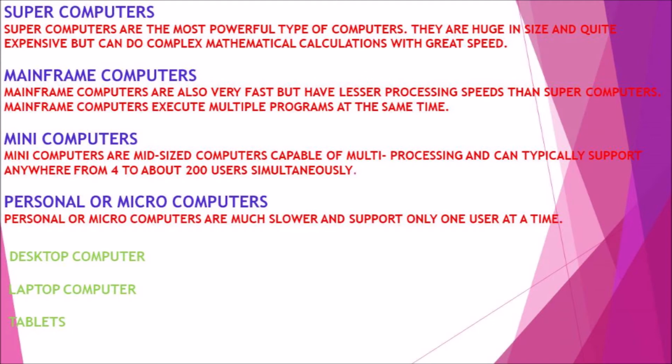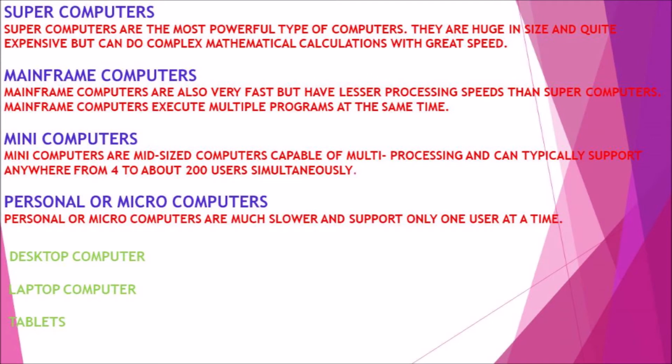Next one is the mini computers. So mini computers are a little smaller in size when compared to the mainframe computers, and also they have the capacity to do multiple processes and can support anywhere from 4 to about 200 users simultaneously. They are slower when compared to the mainframe computers. So mainframe computers are slower when compared to supercomputers, whereas mini computers are slower when compared to the mainframe computers.